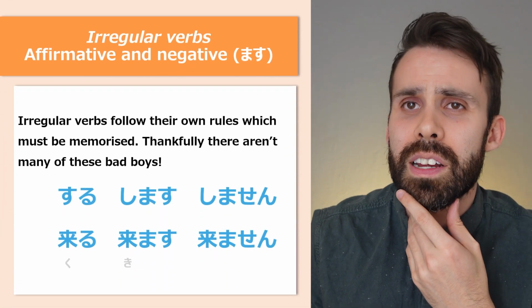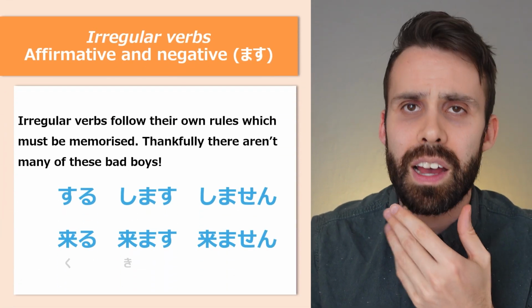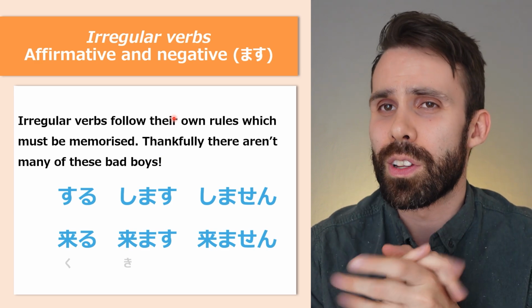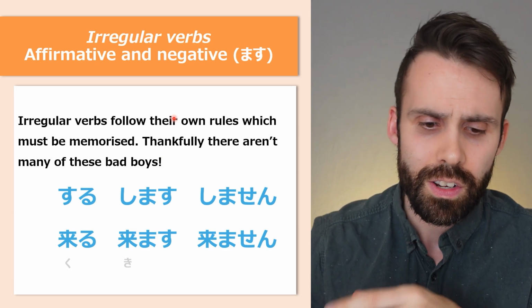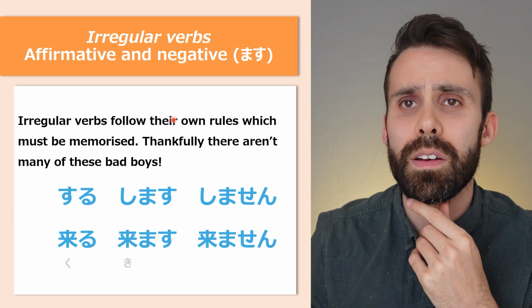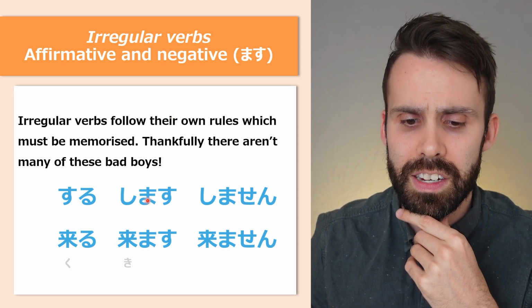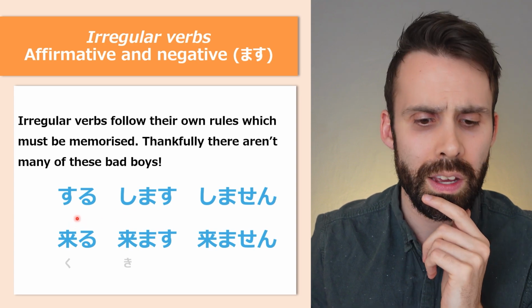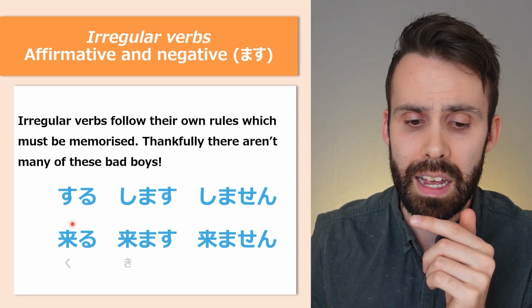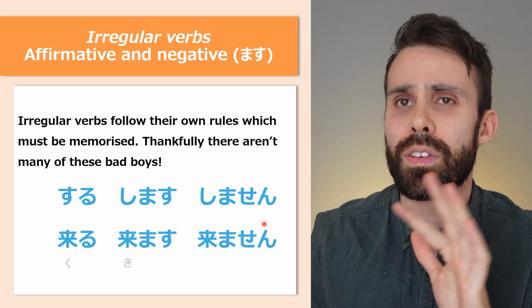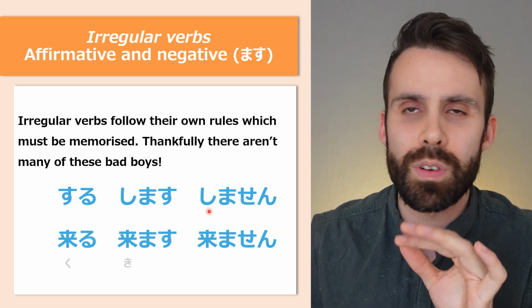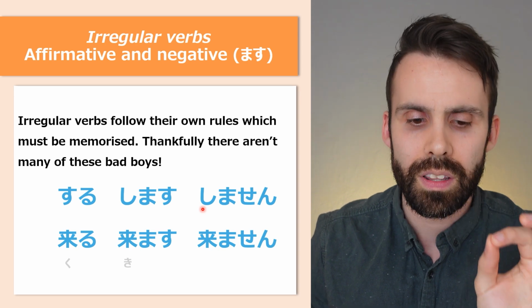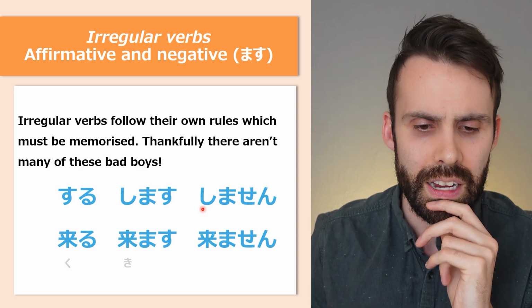So moving on to the last category of verbs, we have irregular verbs, which there are only two of, which is very nice. So we have suru, to do, becoming shimasu and then shimasen. And then we have kuru, to come, but not in the naughty way, becoming kimasu and kimasen. So there are no grammatical rules which you can follow in order to come to this conclusion. So you just have to learn these two verbs as they are.